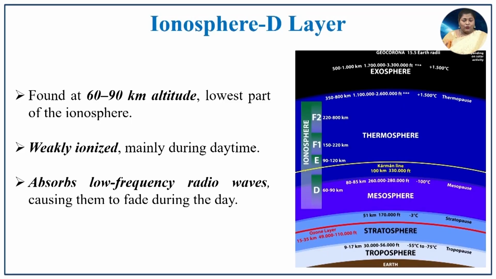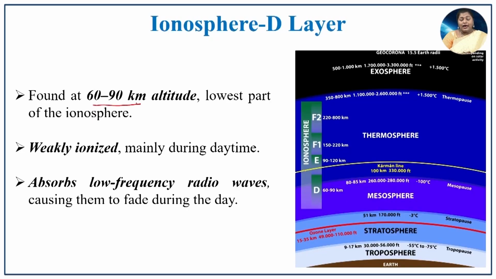Ionosphere D layer. So, it has various layers like D layer, E layer and F layer. The first layer is D layer. It is found at the altitude of 60 to 90 kilometers. It is the lowest part of the ionosphere. It has weakly ionized particles mainly during the daytime. It absorbs low frequency radio waves, causing them to fade during daytime.